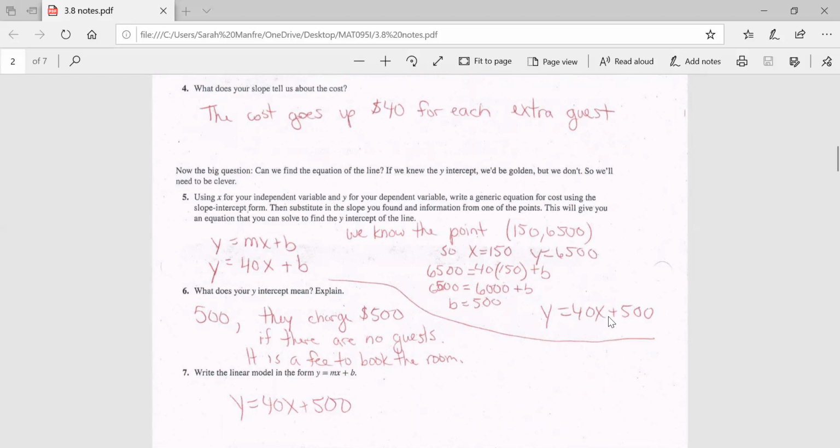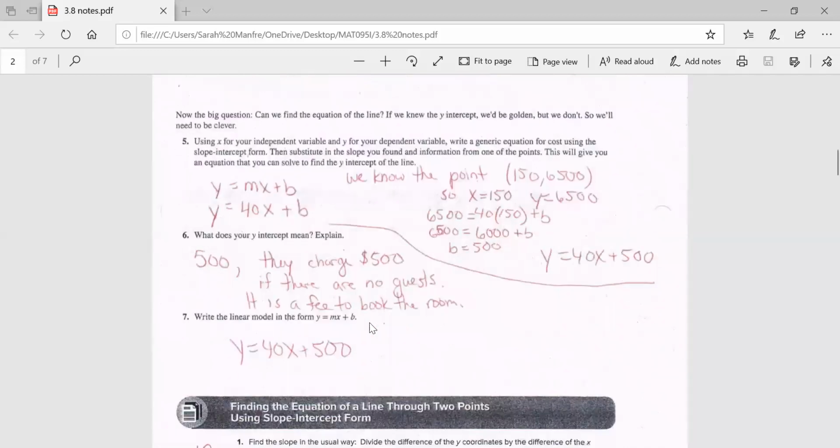And the next question says, what does your y-intercept mean? It's 500, and it means that they charge $500 if there's no guests. So it's basically the fee just to book the room, okay? And I know my slope is 40. I know my y-intercept is 500, which means that this is my final equation, y equals mx plus b, 40x plus 500.